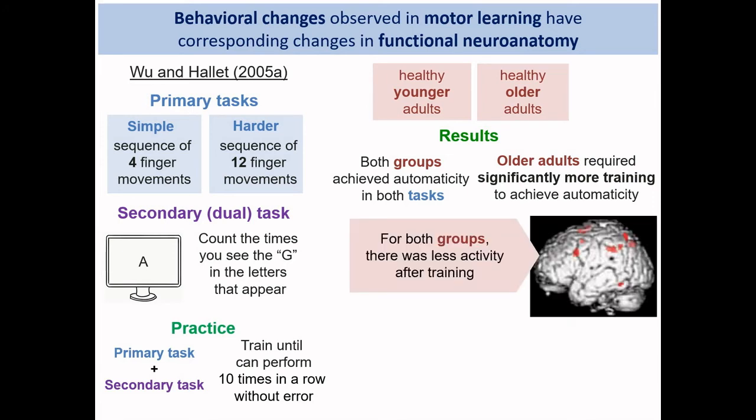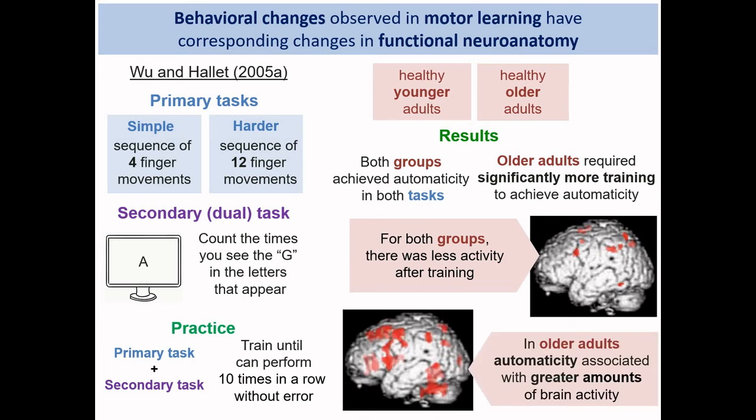Functional MRI scans were made both before and after practice. For both the older and younger adults, there was less activity after training. The image here shows some of the areas of the brain that were more activated before training than after training for the older adults.